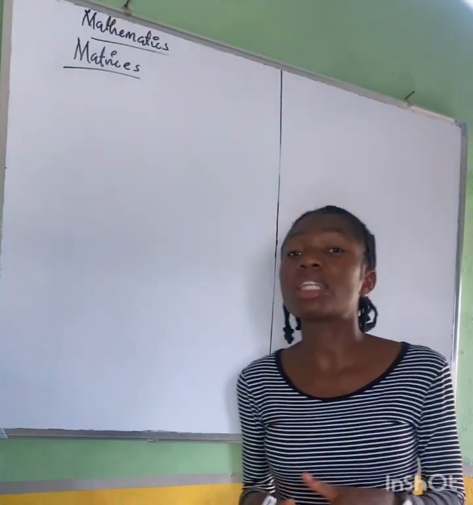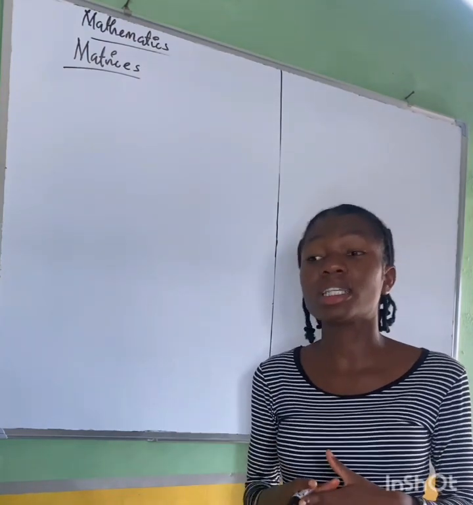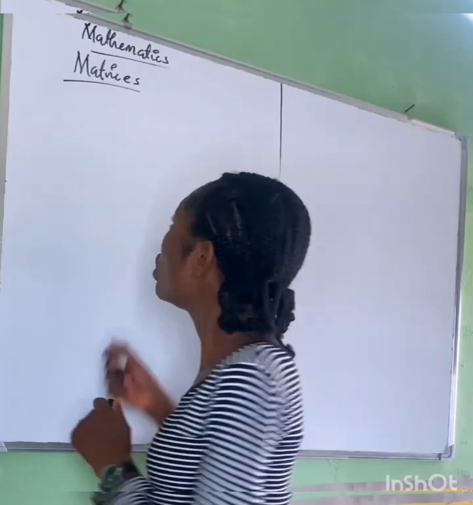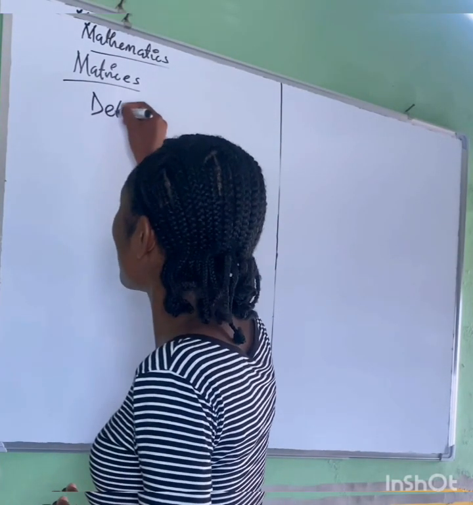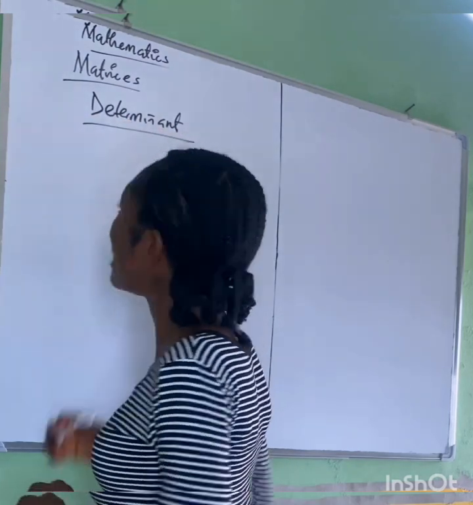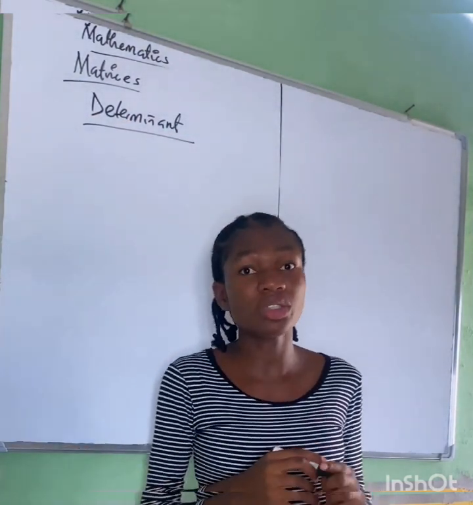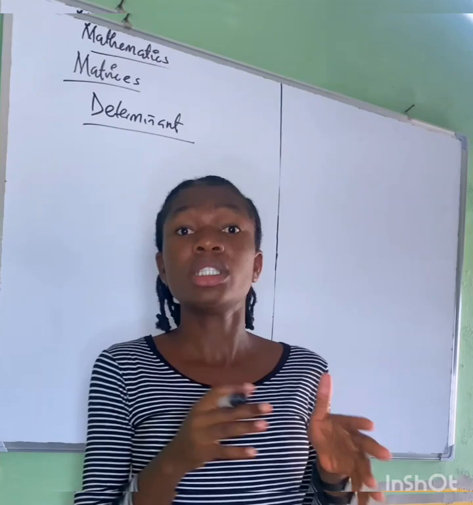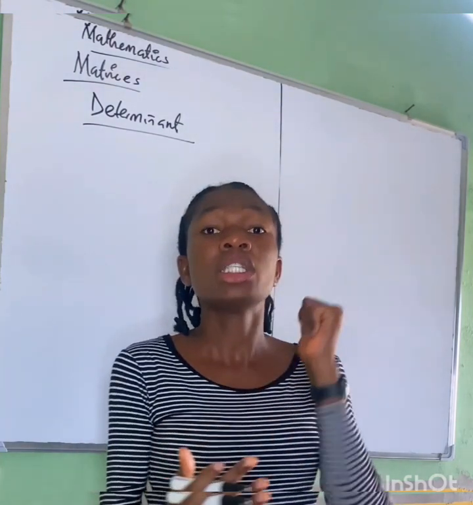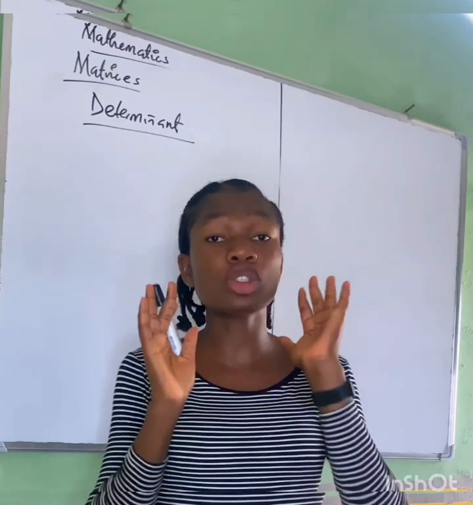We are still on our series on the matrix, right? Today we're going to be looking at the determinant of a matrix, and how we can get the determinant of a matrix. I'll be doing the determinant for the 2 by 2 matrix, and then for the 3 by 3 matrix. That's going to be my major focus, and I'm going to be focusing on square matrices.